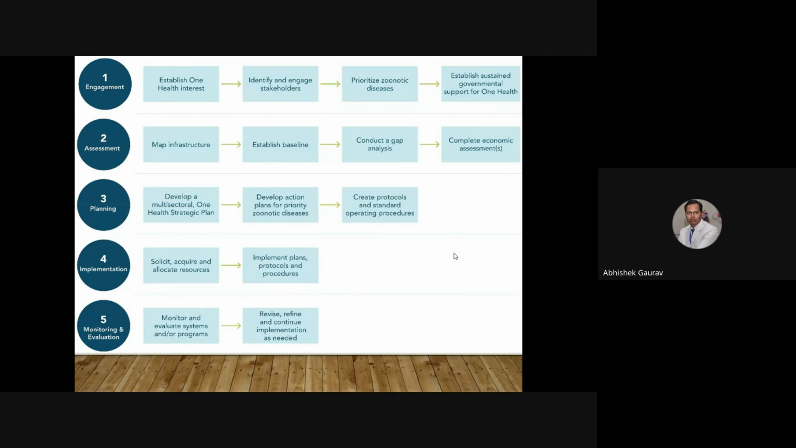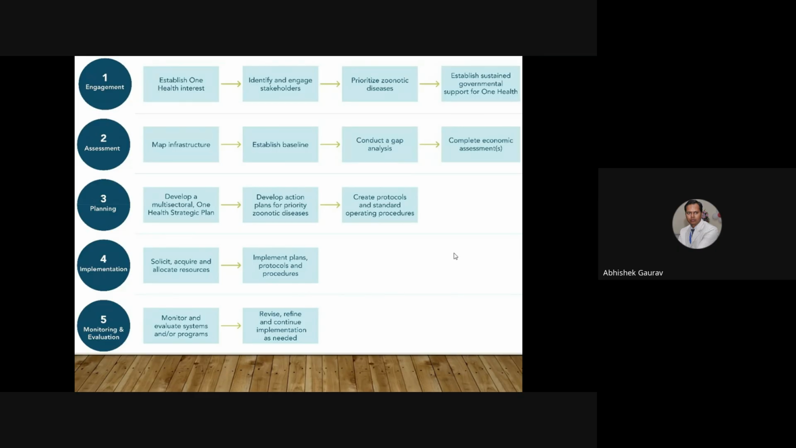Third is planning. We have to create a plan. We have to create an SOP, standard operating procedure, for what we have to do in an event of emergency or in an event of outbreak. We have to make a plan. Multi-sectoral collaboration, coordination, and communication are required in the planning. Then fourth is implementation. We have to implement the plan in the field. We have to go in the field and implement the plans, protocols, and procedures.